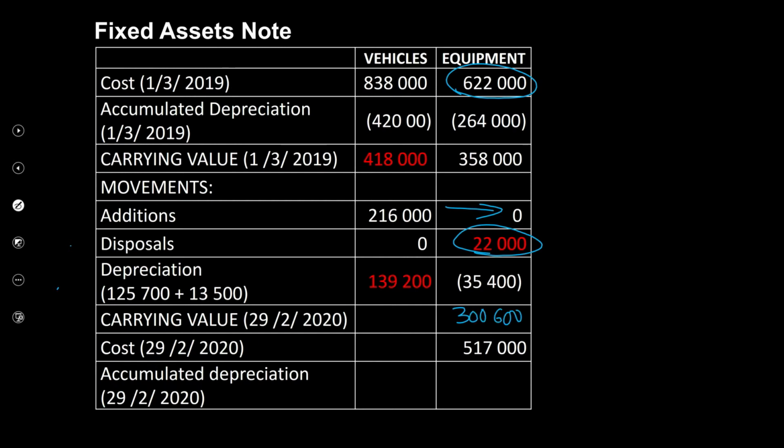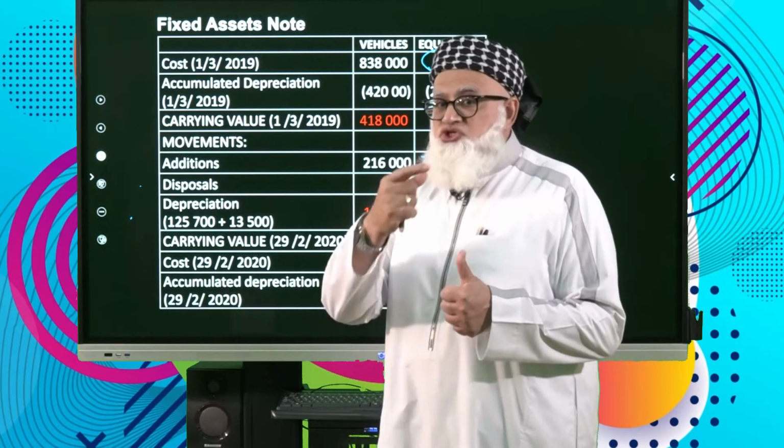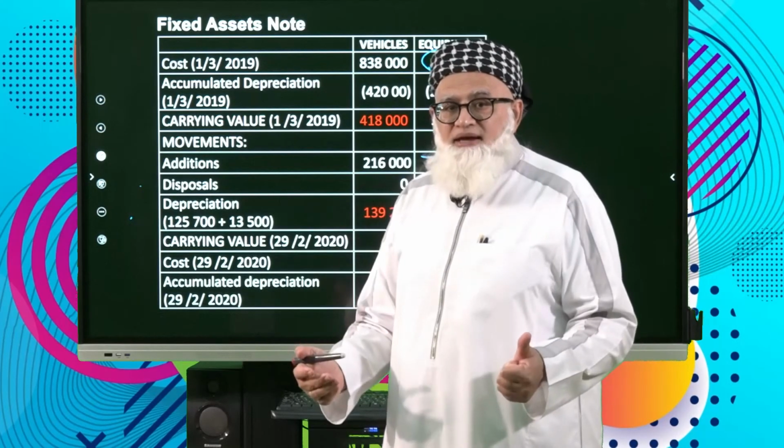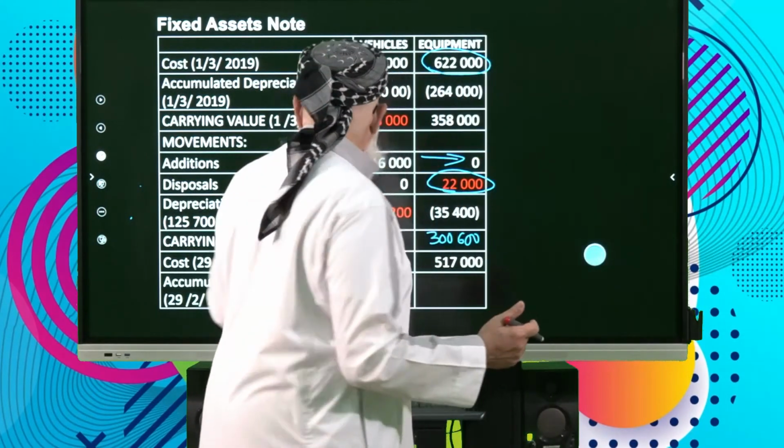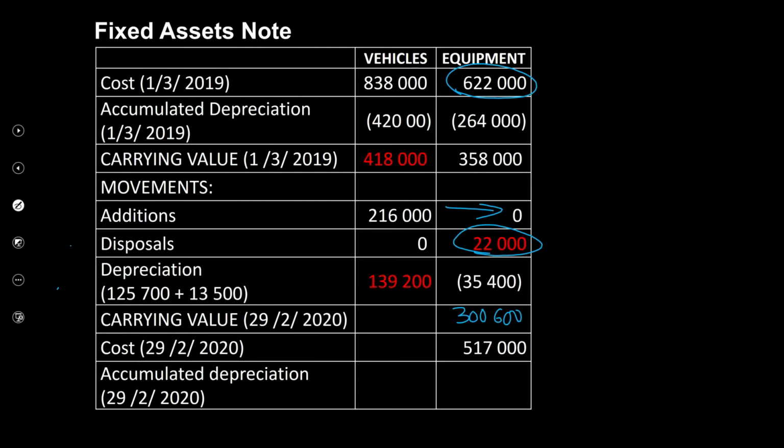So there's your 300,600. Once again, what did we do? We took our carrying value at the beginning of the year. There were no additions, so there's nothing to add. You subtracted the disposals at carrying value. Let's put this here so that you remember that the disposals at carrying value are very important for note number 3. So we subtracted our disposals at carrying value and we subtracted our depreciation, the total of 35,400, to give me a carrying value of 300,600.